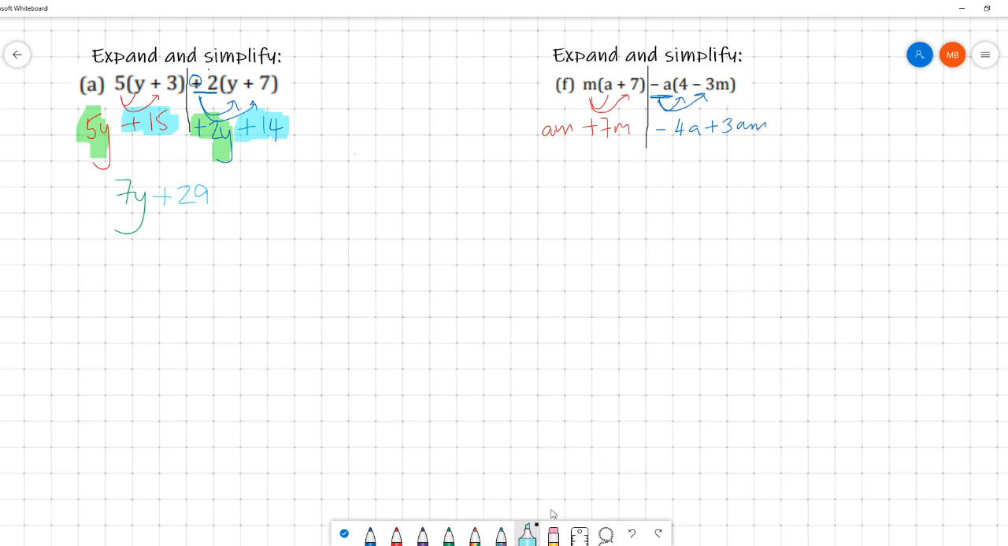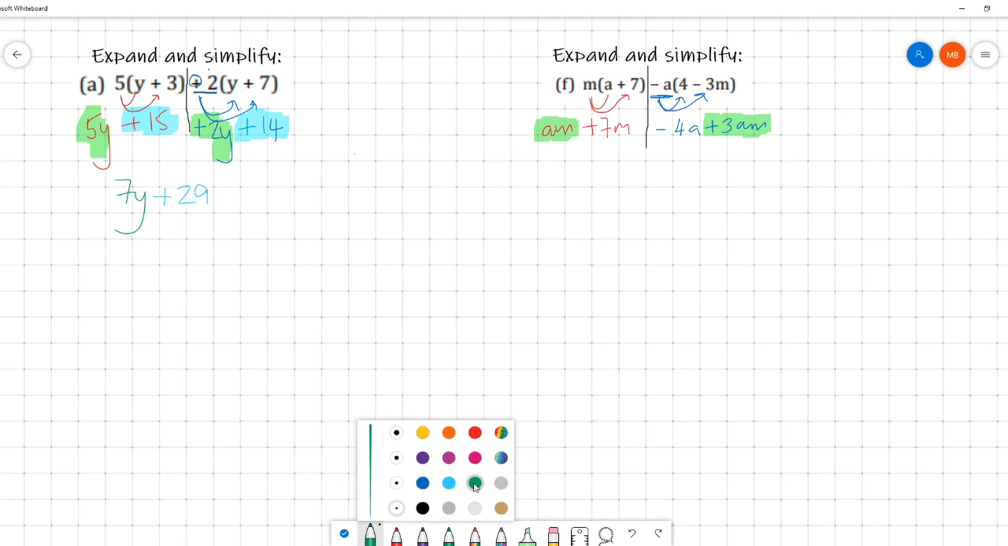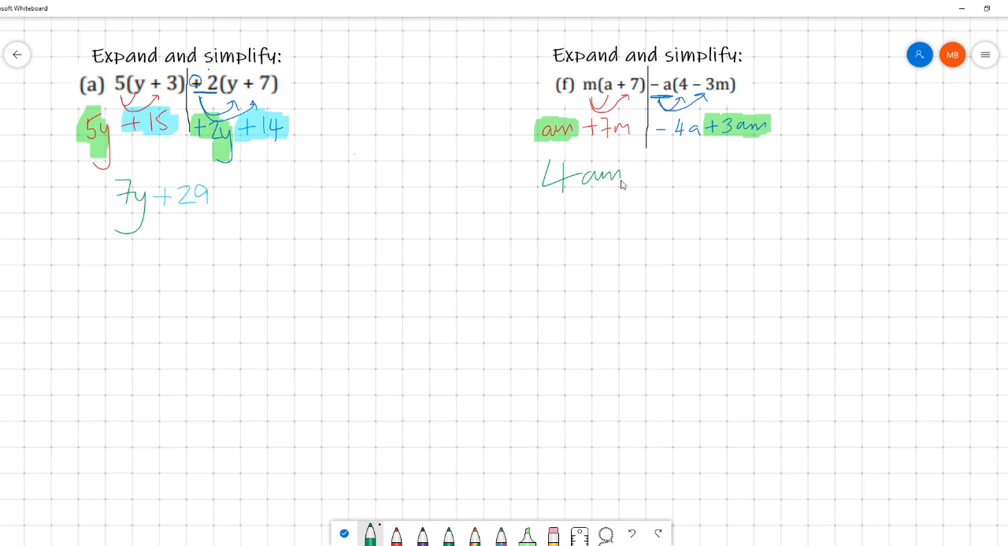So we'll look at the first term and see if we can collect anything with it. The first term is am, and we're going to see if there are any other ams. That one's just an m on its own, so we can't collect that. That one's just an a on its own, so we can't collect that. However, this one is positive 3am. So we can collect those two together. am plus 3am is going to give us 4am.